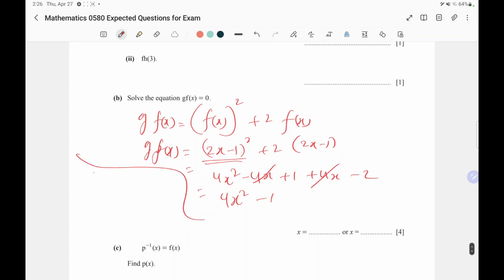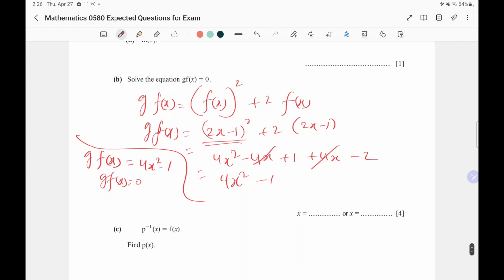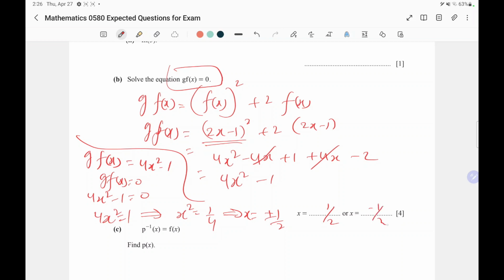So what I got, g of f(x) is 4x squared minus 1. g of f(x) should be 0, according to the question, we have to solve this. So 4x squared minus 1 should be 0. 4x squared should be 1. x squared should be 1 over 4. x should be plus minus half. So it should be half or it should be minus half.